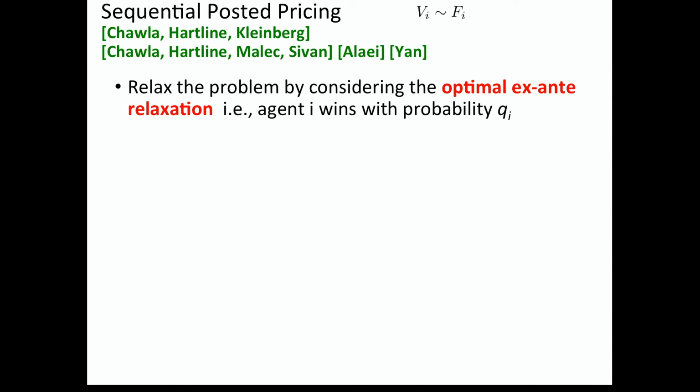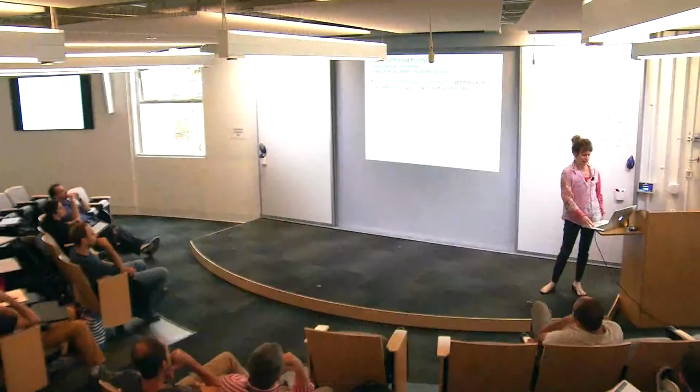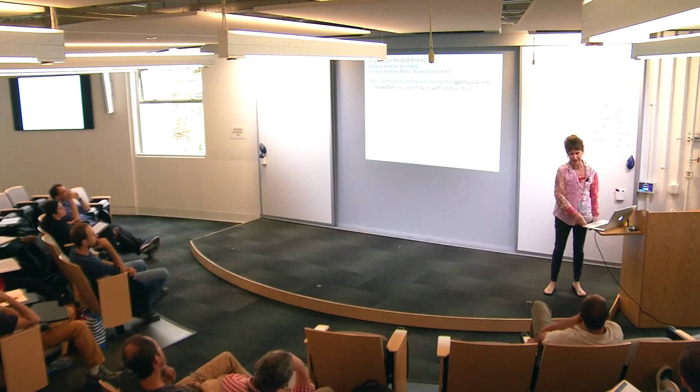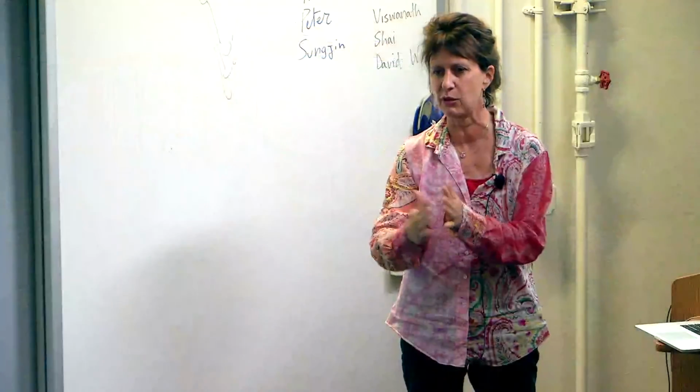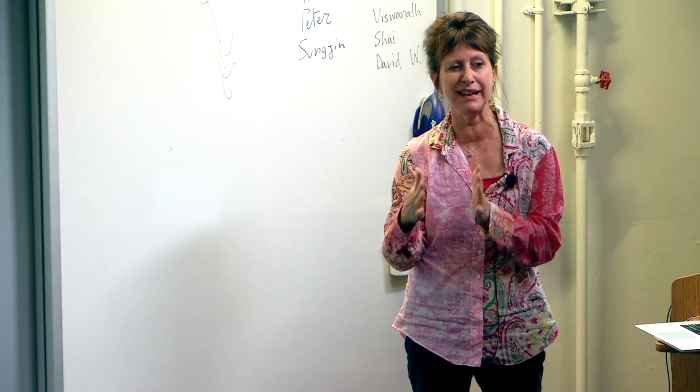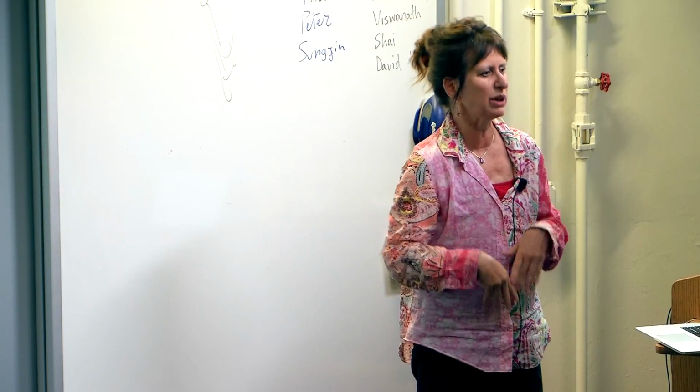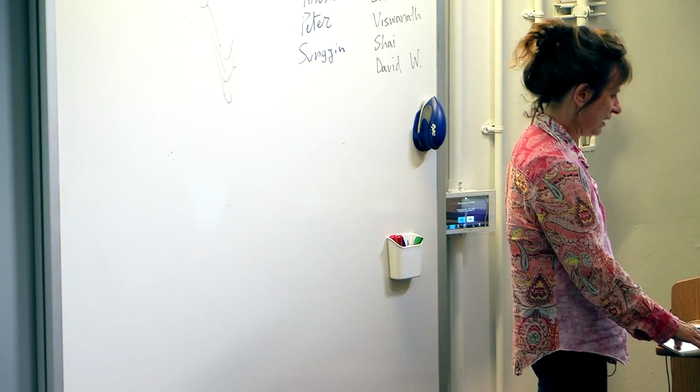So I guess I'll briefly tell you how this is done. The way this is done is as follows. First, rather than solve the optimal auction problem, what these guys did is they formulated the optimal ex-ante relaxation. What that means is essentially the fractional version of the problem. Suppose I just want to allocate the item in expectation at most once. What's the optimal revenue I could get then?